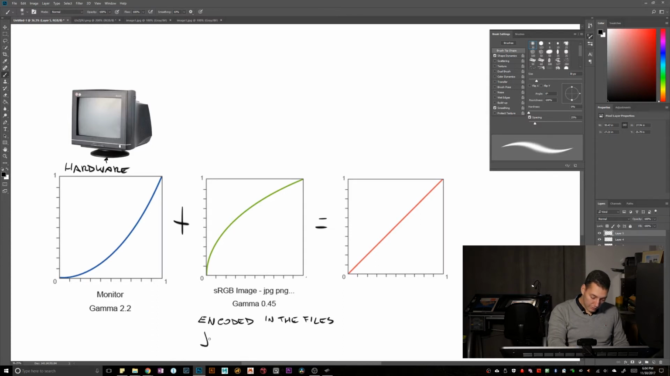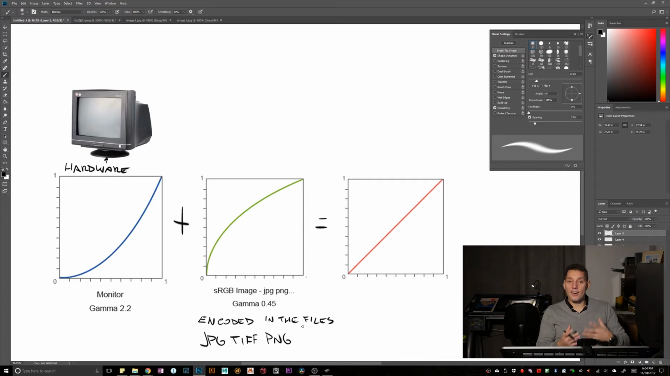So for example, JPG, TIFF, or PNG, and a lot of other files. Most of the file formats have this sRGB encoding, because that was the only way of visualizing the images on the screen with this problem so that the eye can interpret them correctly.